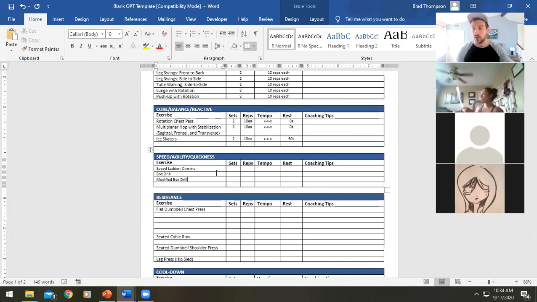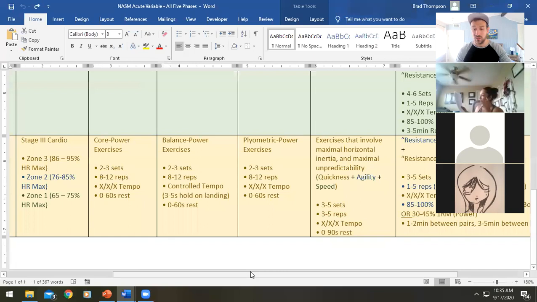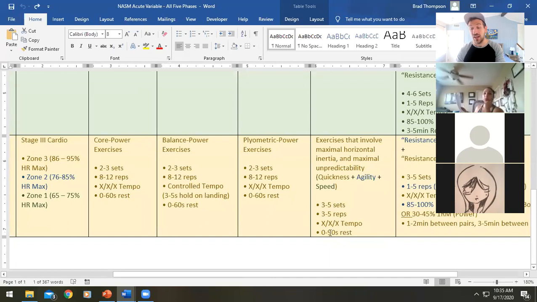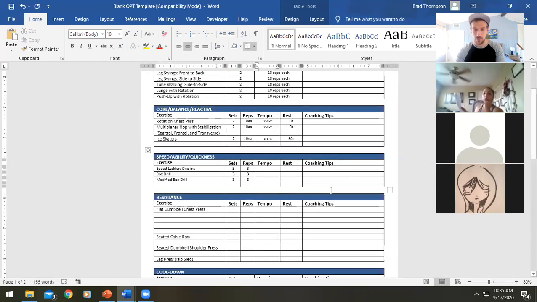So they're going to go through the box drill, then they're going to go and get the one where I point and tell them which direction to go. They don't know where I'm going to point, right? So that's what makes it a quickness drill. 3 to 5 sets, 3 to 5 reps. So let's again keep that kind of short. And our tempo here is maximal velocity, so XXX tempo.